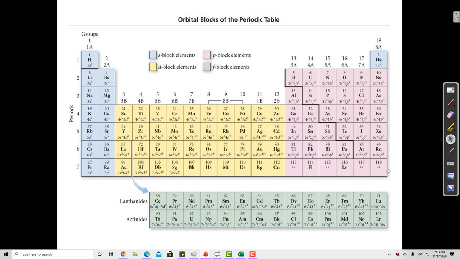The pink ones over here are all part of the P block. I'm filling P orbitals when I am over here. And the green ones over here are part of the F block, where I'm filling in F orbitals. So S, D, P, F. So what does this mean? It means that when I have a periodic table, I can figure out the electron configuration of any element, and I don't have to memorize this whole thing here.